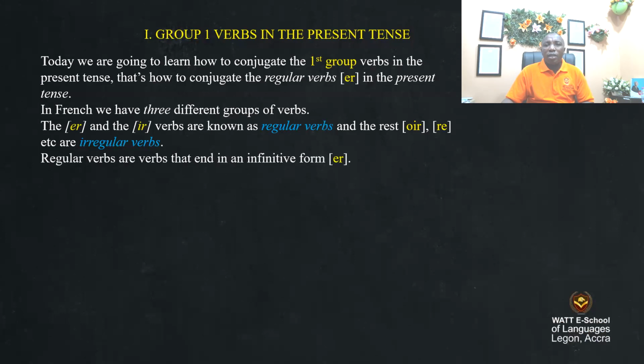We understand why we say regular verbs. Regular verbs are verbs that end in an infinitive form ER. Examples: chanter, to sing; regarder, to watch. Have a look at the ending of the verbs that you have on your screen. They end the same, ER, ER.